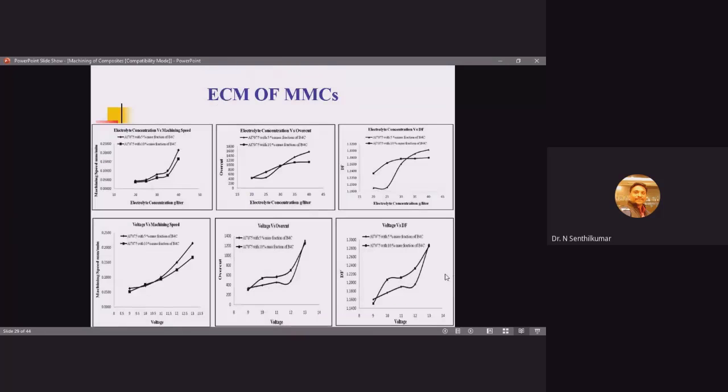Then electrochemical machining. Here electrolyte concentration versus machining speed: with a higher concentration, higher erosion takes place, so machining speed will be higher, right? But the overcut will be there, because higher concentration means higher erosion. So higher overcut. This is the case for all these things. For voltage also we are going to have this. These are the deformation factors.